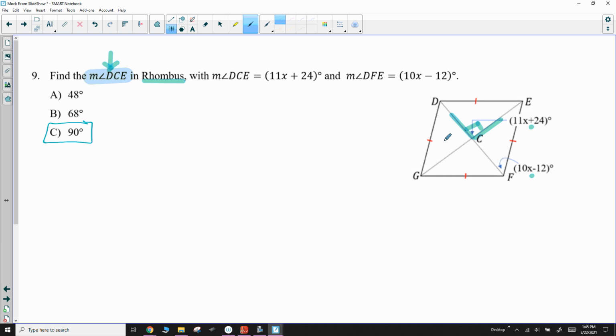This problem was going to be way more complicated. Originally, I was going to have you figure out what that was, but I was like, that's going to take them 10 minutes. What I really want to know is, do they know that this is 90 degrees? You better know that it's 90 degrees. All right, let's move on to number 10.